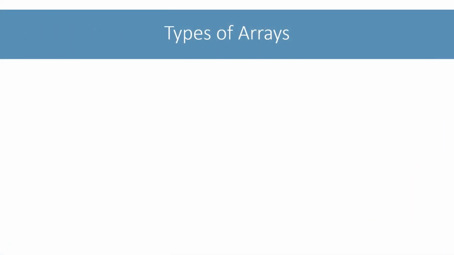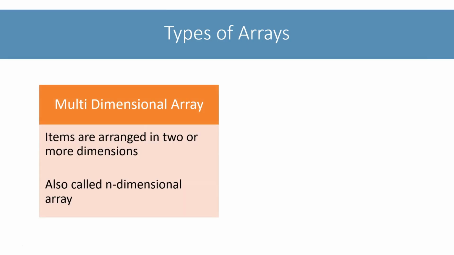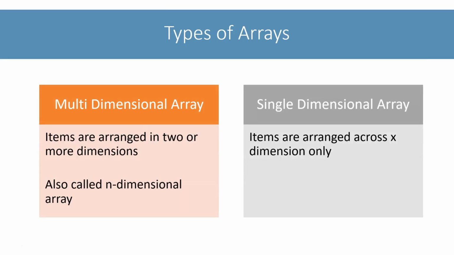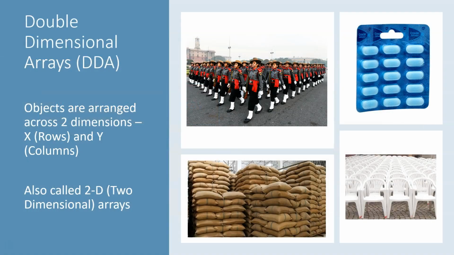Arrays are of two types: multidimensional arrays and single-dimensional arrays. In a multidimensional or n-dimensional array, items are arranged in two or more dimensions. Take the previous examples of arrays we looked at. In each of these examples, the objects are arranged in two dimensions, that is, across rows and columns. Or we can also say that items are arranged across the x and y dimensions. We call them double-dimensional arrays or 2D arrays.